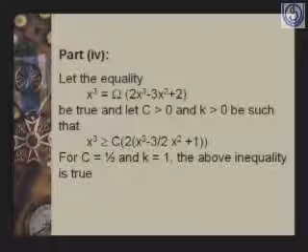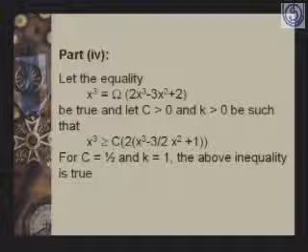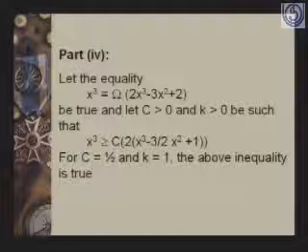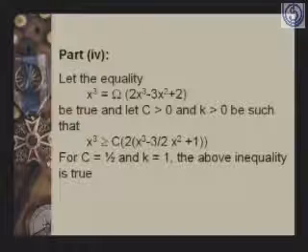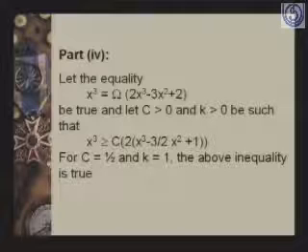Similarly, we can take the next case. Let the relation x cube is equal to omega of 2x cube minus 3x square plus 2 be true. In this particular case, we will show that it holds. So what we will be doing, x cube is greater than or equal to c into this, and in this case c is equal to half and k is equal to 1. Again the inequality is satisfied, and hence x cube is big omega of 2x cube minus 3x plus 2.